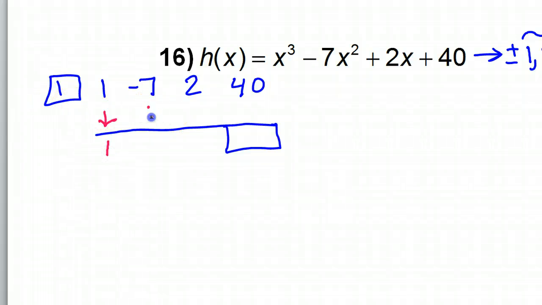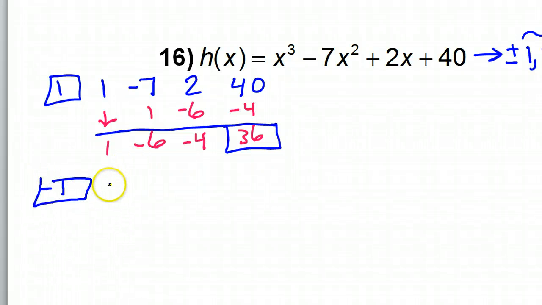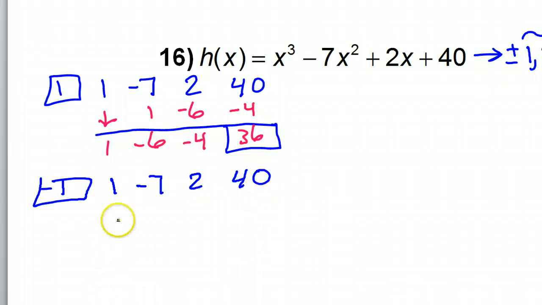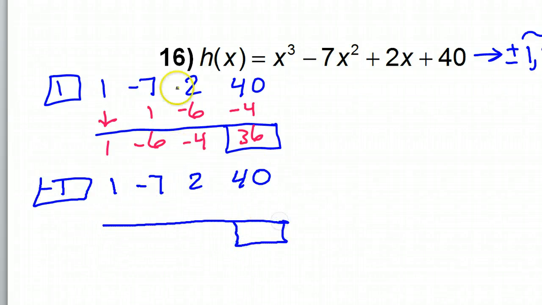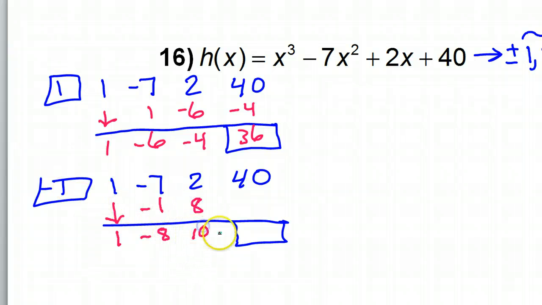Okay, so it's going to be 1, negative 6, negative 6, that is negative 4, and that is negative 4. So this is 36, so that's a fail. All right, let's try negative 1. Okay, 1, negative 7, 2, 40. So that's going to be negative 1, so that'll be negative 8, so that'll be 8, so that'll be 10, so that'll be negative 10, so that'll be 30. All right, so that is also a fail.